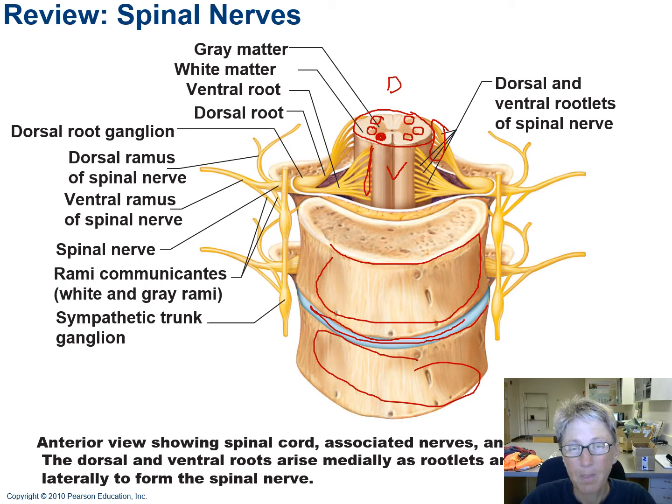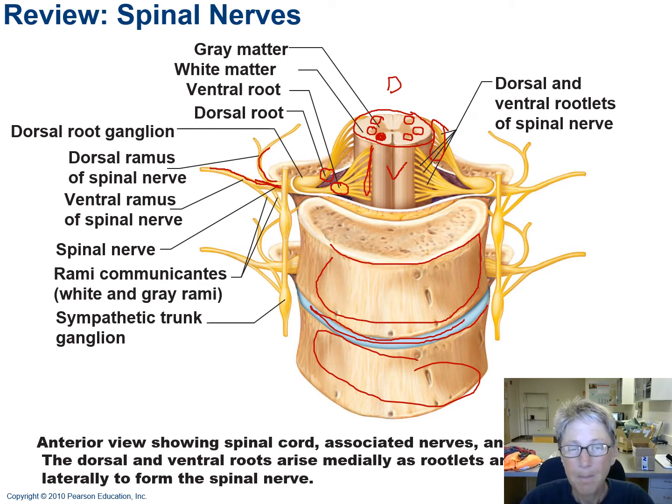But you can see that the ventral rootlets of the spinal nerve converge, they all come together to form a ventral root of the spinal nerve. Same thing with the dorsal rootlets of the spinal nerve. All these dorsal rootlets will converge to form the dorsal root of the spinal nerve. And then the dorsal root and the ventral root will come together right here to make the spinal nerve. And then the spinal nerve will branch into the ventral ramus of the spinal nerve and the dorsal ramus of the spinal nerve.